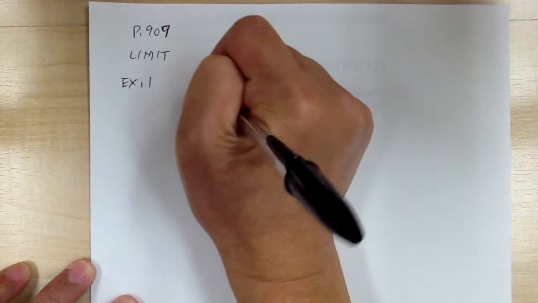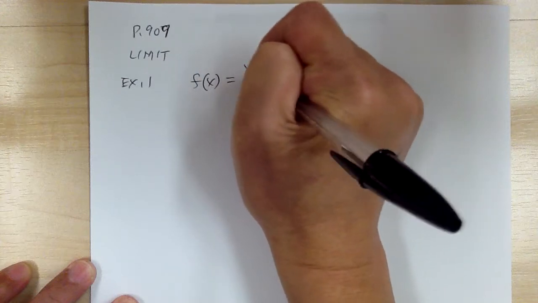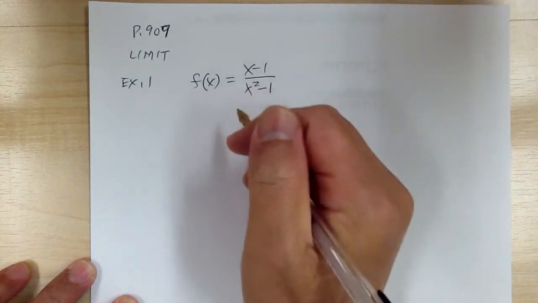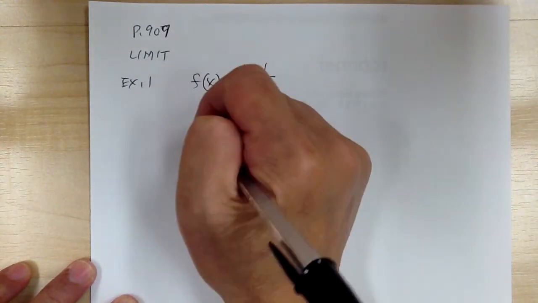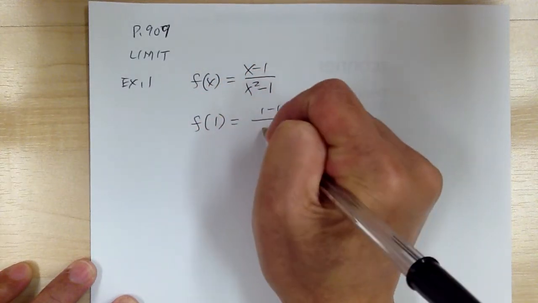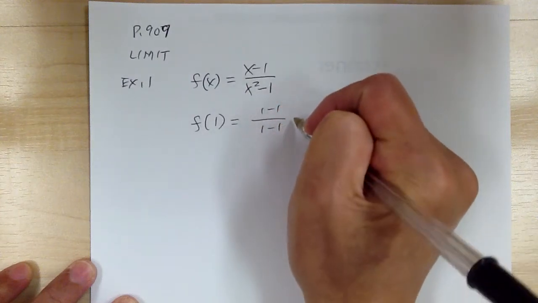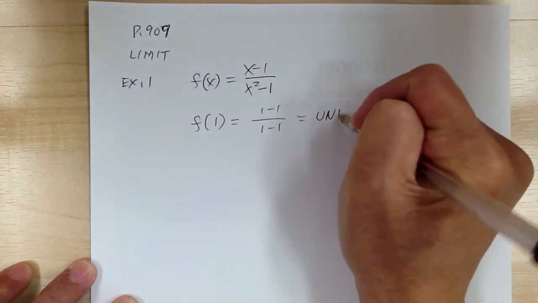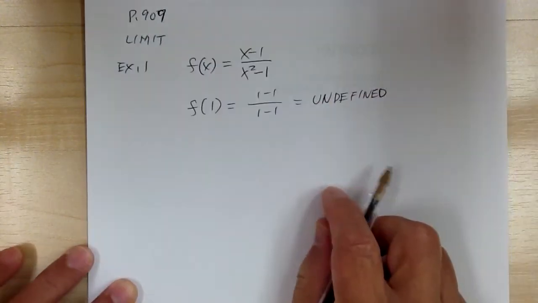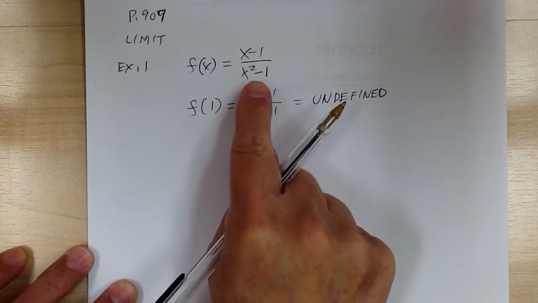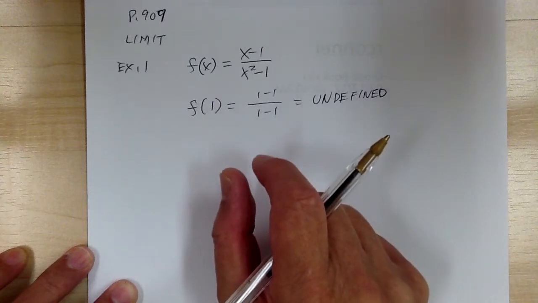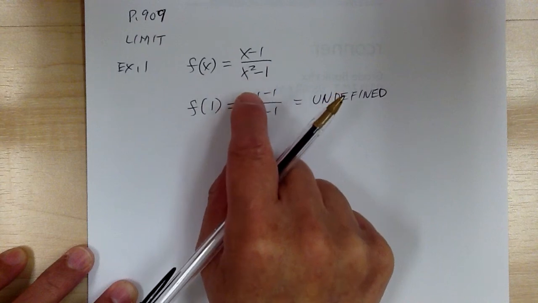Let's say you have a function f of x equal to x minus 1 over x squared minus 1. Now, if you try to evaluate at x equal to 1, let's say f of 1, then you're going to get 1 minus 1 over 1 minus 1, and this will equal undefined, right? But since you cannot evaluate the value at that point, you can find out what happens as x gets closer and closer to 1, and you can see what happens to the function.